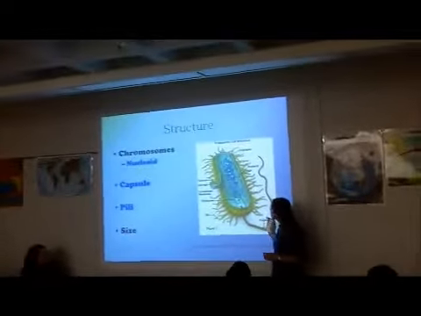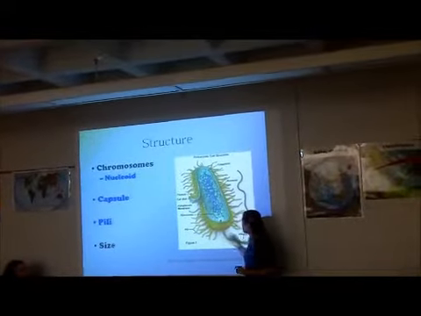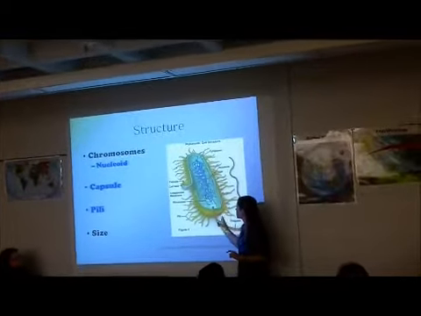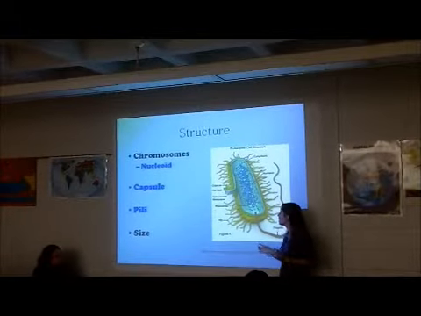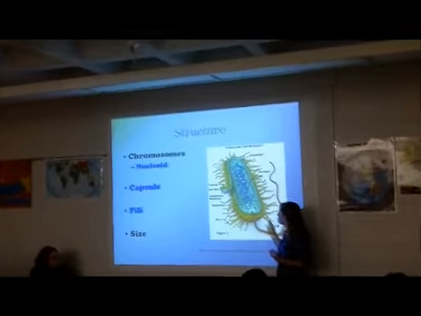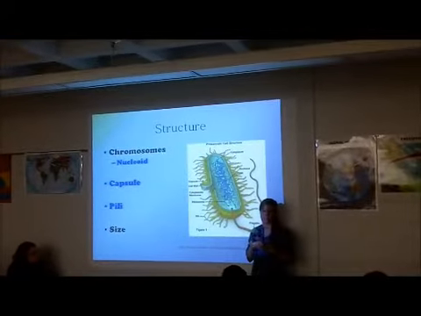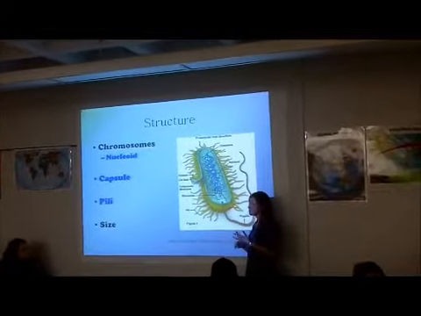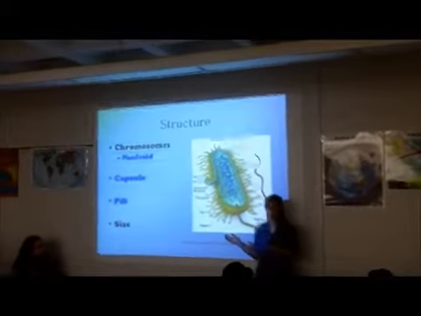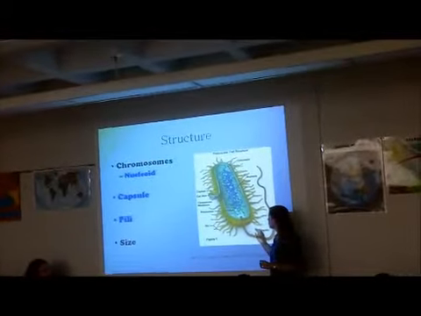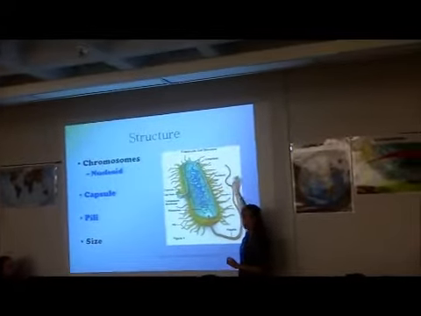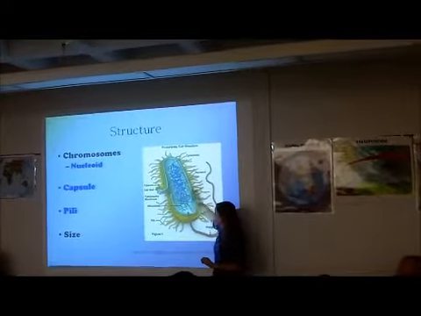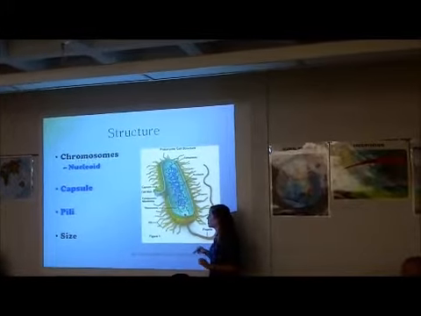And then the pili are these hair-like structures around the cell, and these help the bacteria attach to different surfaces, and they also help bacteria transfer genetic material from one bacteria to another. So there's two different types of bacterial reproduction, which we'll talk about in a later lecture, but two bacteria can attach by these pili to each other and then send their genetic information from one bacteria to the other.